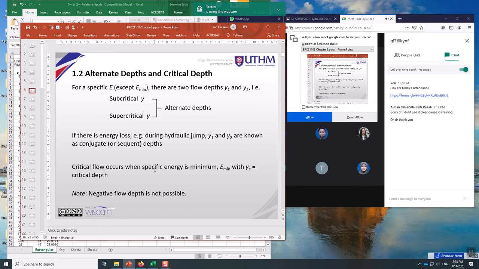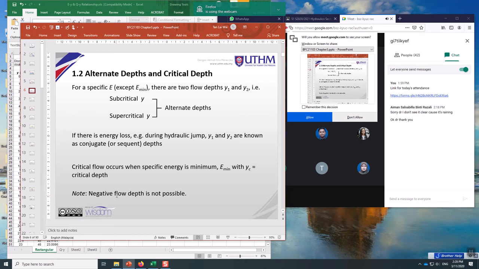Now, critical flow occurs when specific energy is minimum. Again, it doesn't matter if you are looking for Y0 or YC or YE, if your answer is negative, it's not possible, because we are looking at depths above the channel's bottom. At the channel's bottom, if there is no depth, your Y is zero. If you get a negative answer, there's something wrong. Even in chapter 4 later, we would learn about gradually varied flow, where we are going to analyze.